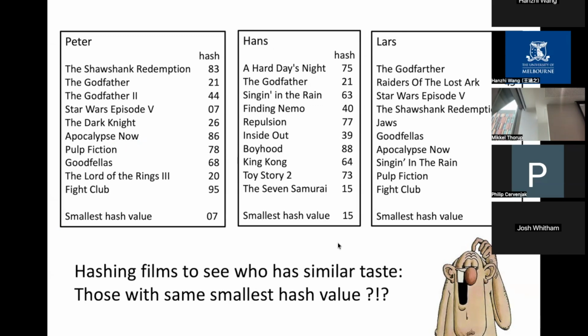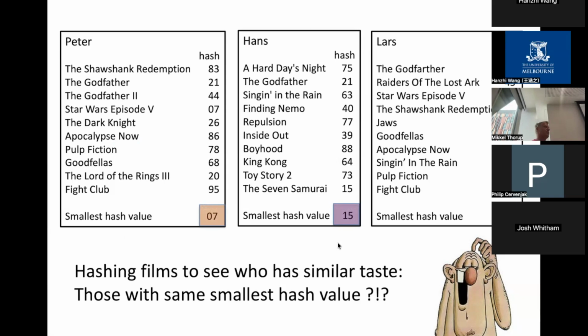Hans is not doing so well. He only gets down to 15. But Lars, well, he's tying with Peter. He also got a 7. So Peter and Lars have similar taste. So I just had this big list of films, but all I had to remember was one number. And yeah, I love this old figure. So why is that brilliant?